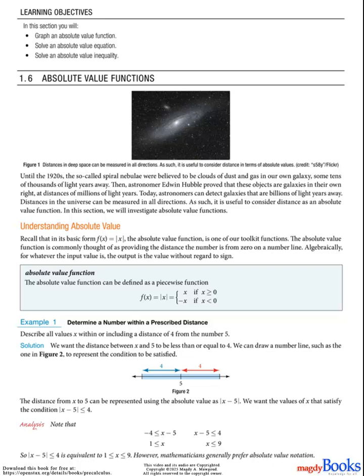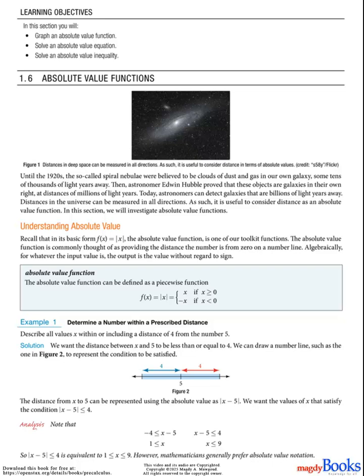Example 1. Determine a number within a prescribed distance. Describe all values x within or including a distance of 4 from the number 5. Solution. We want the distance between x and 5 to be less than or equal to 4. We can draw a number line, such as the one in Figure 2, to represent the condition to be satisfied. The distance from x to 5 can be represented using the absolute value as the absolute value of x minus 5. We want the values of x that satisfy the condition. The absolute value of x minus 5 is less than or equal to 4.